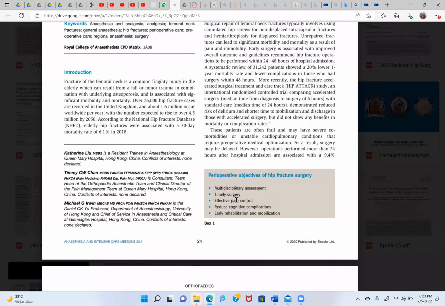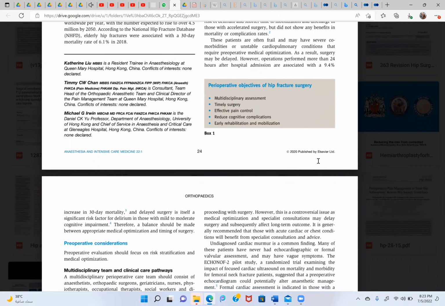Multidisciplinary assessment, timely surgery, effective pain control, reduce cognitive complications, early rehabilitation, and mobilization. That's what I was telling you.